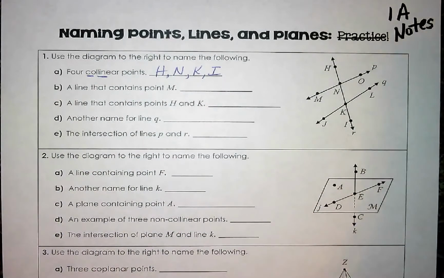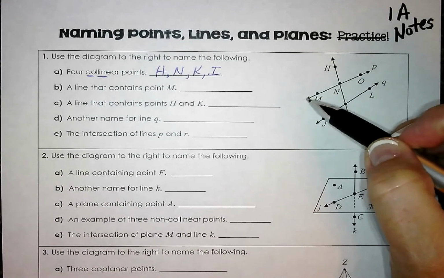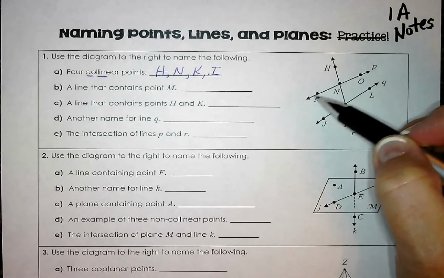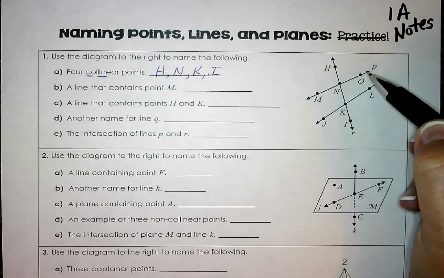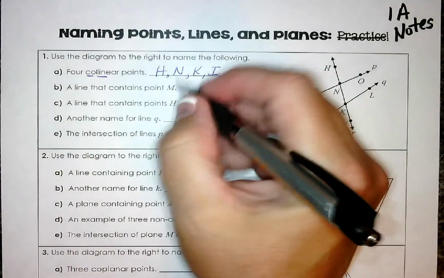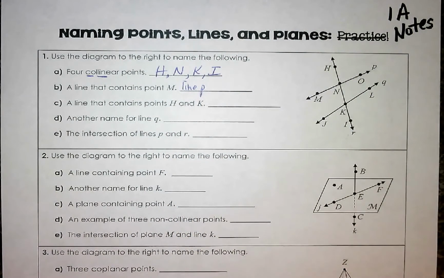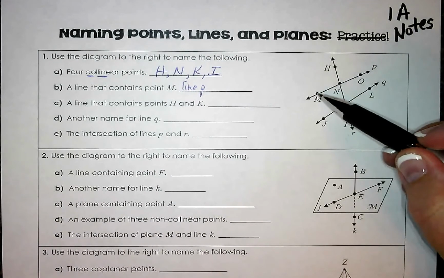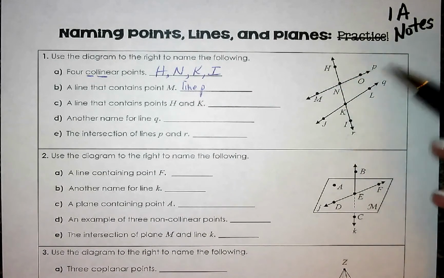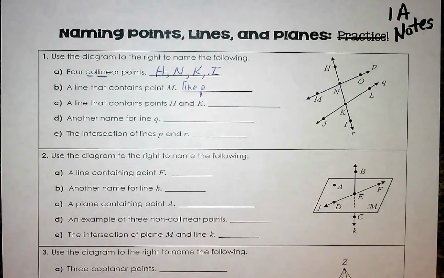B, a line that contains point M. Contains means it's on it. When I look at point M here, that shows me that it's on this line right here, so I have to name that line. There are lots of ways to name a line, so I'm going to give you a couple. One would be just using this little script letter. So this could be line P. Now, on that line, there are also 2 other points. When I name a line, I only use 2 points. I know there are 3 of them on there, but only choose 2.